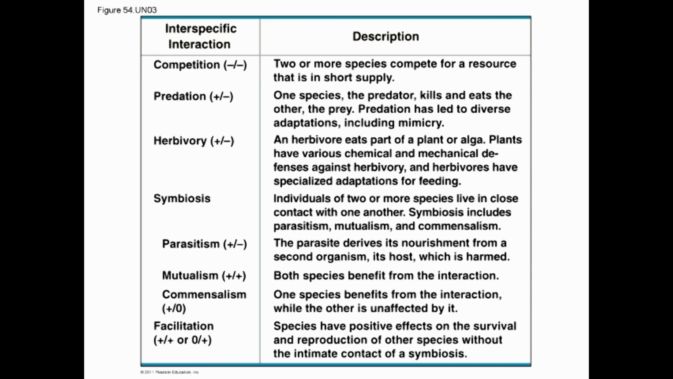Okay, so this sums up our chapter 54. I'm going to end our discussion on community ecology. I hope you've enjoyed it.